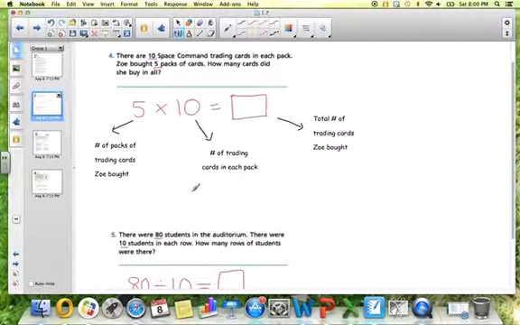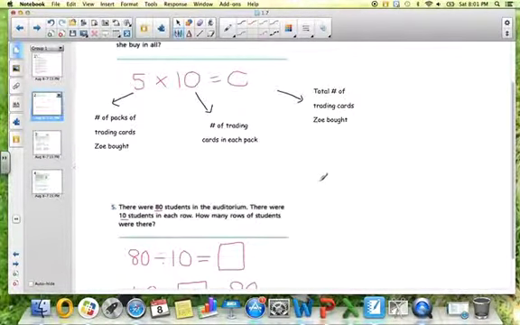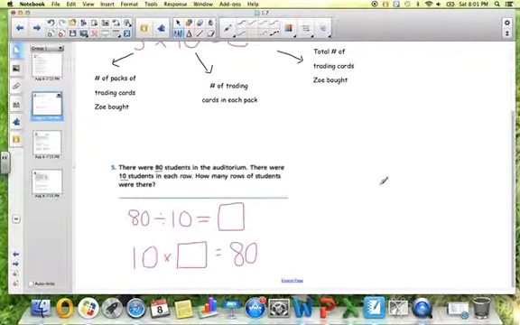It's super awesome. So in this case, we're trying to find cards. So we could represent the box. So let's erase the box, and we will use the letter C for cards to represent the total number of trading cards Zoe bought. So it's something really cool. So if you start seeing letters in problems, that's why.